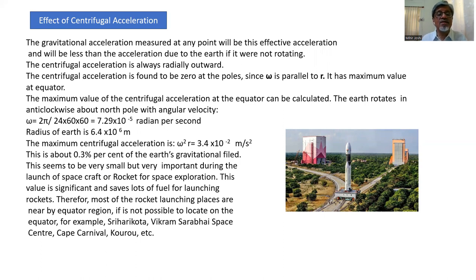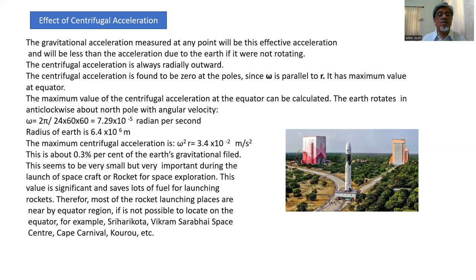So the maximum centrifugal acceleration is omega squared r, and that is 3.4 × 10^-2 meter per second squared. So this is about 0.3% of the gravitational acceleration or gravitational field. This seems to be very small. The reduction taking place is very small, but very important during the launch of spacecraft or rockets for space exploration. For day-to-day life it is not important, but whenever we try to launch a rocket for space exploration, this value is significant and saves a lot of fuel for launching rockets.